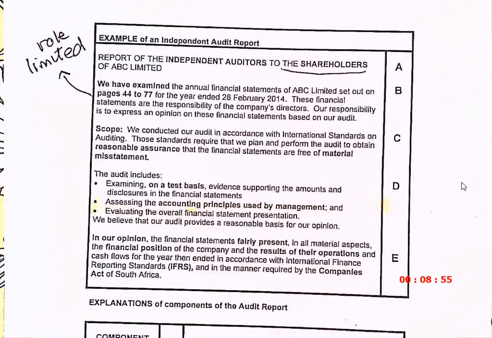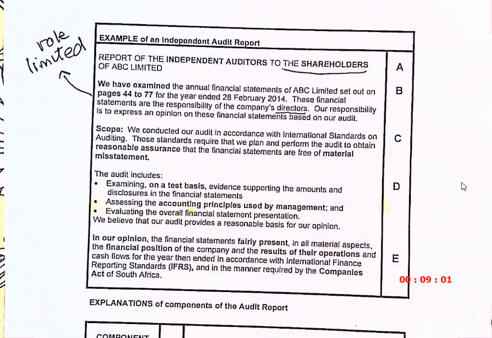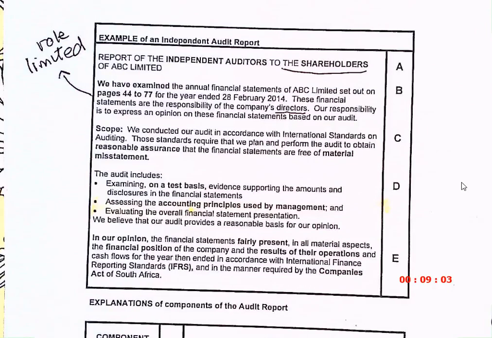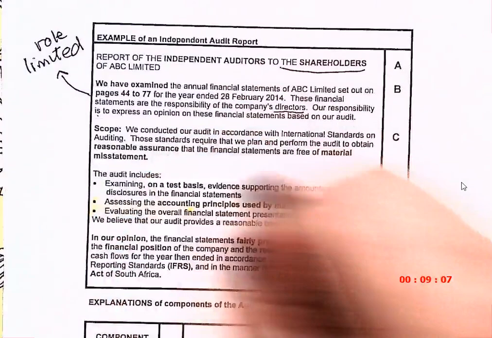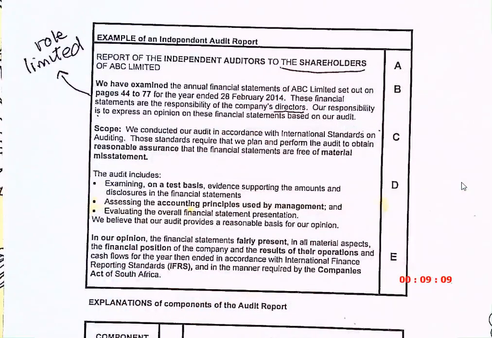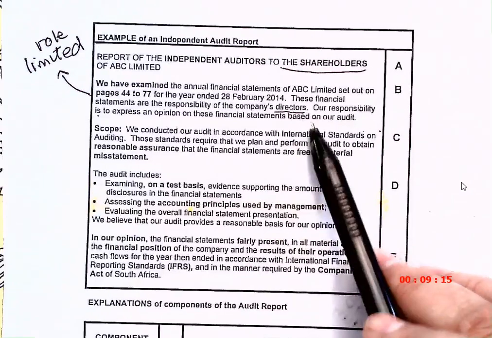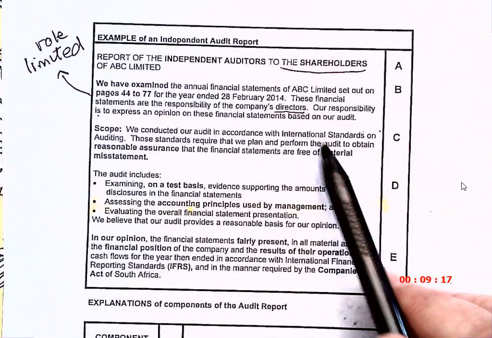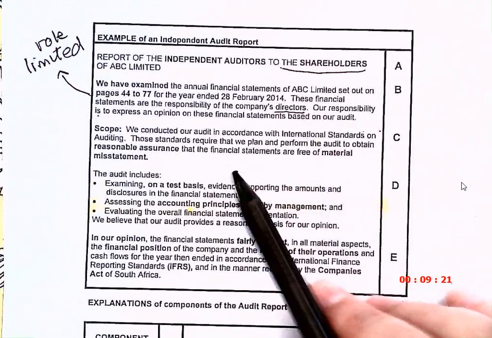These financial statements are the responsibility of who? The directors. Can you see? Our responsibility is to express an opinion. There they tell you what their job description is. The scope: we conducted our audit according to what? ISA, International Standards on Auditing.